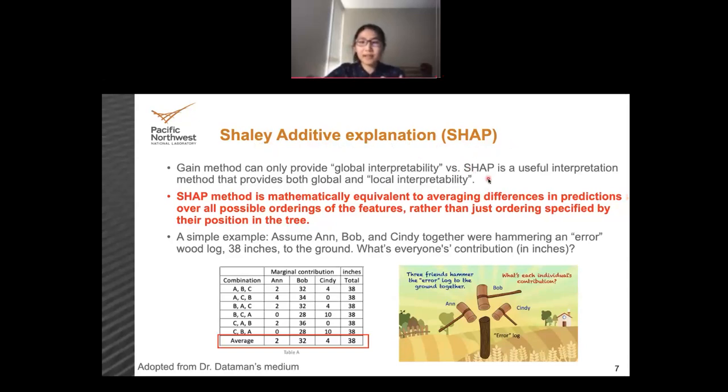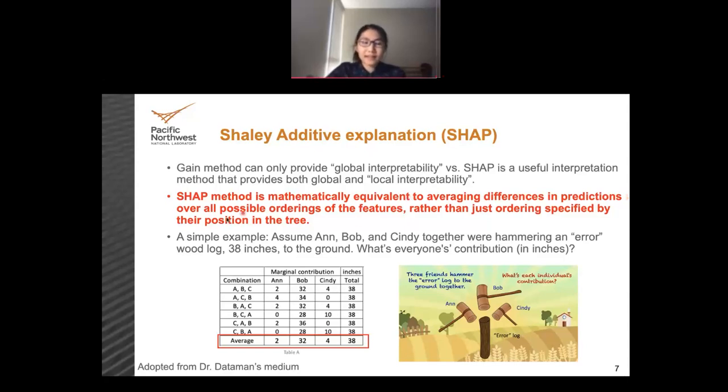SHAP is a novel interpretation method that provides both global and local interpretability. So we can know the important predictors for a single event, not just all of the data.